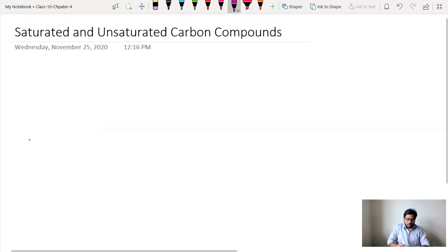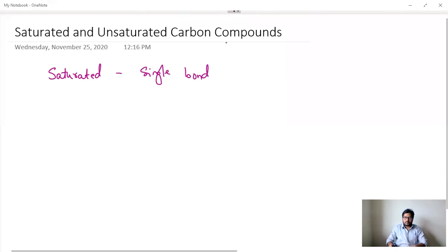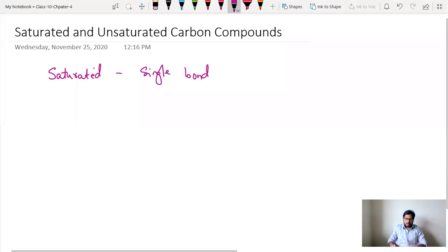So we have understood saturated in the sense it is single bond, unsaturated means double or triple bond.